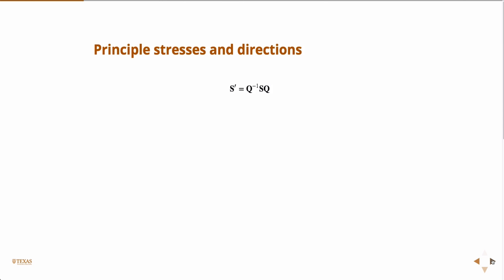Sorry, the values along S prime are the eigenvalues? More details next time. But yes, essentially, S prime is a diagonal matrix, and the values along the diagonal are the eigenvalues. Okay? And we'll work an example next time.